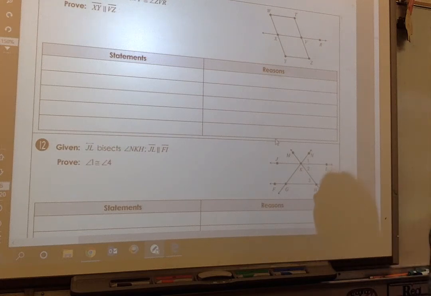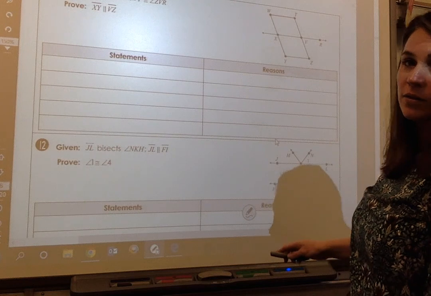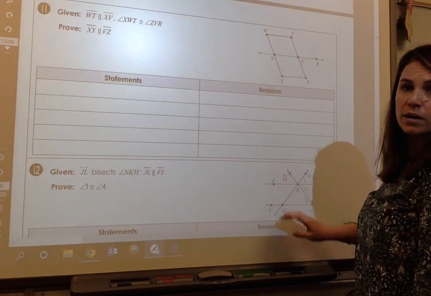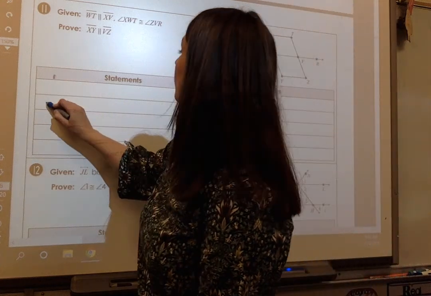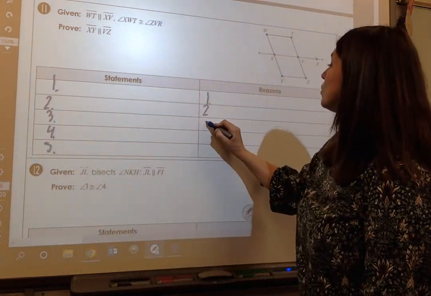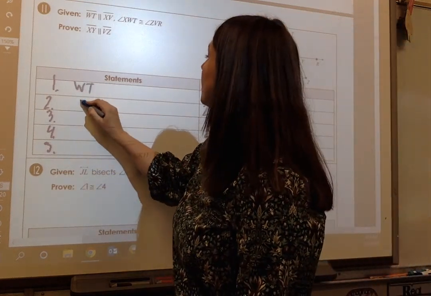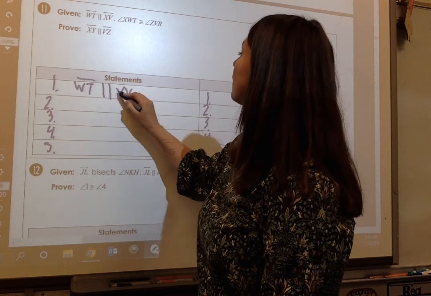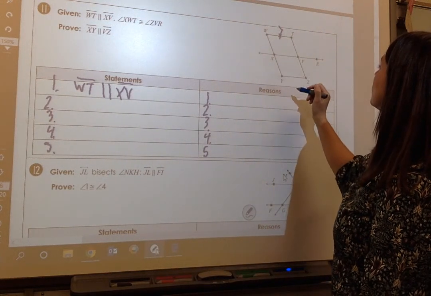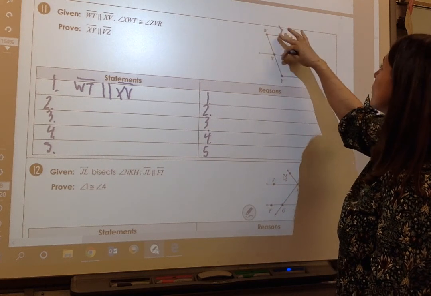All right, so let's take a look at number 11. Hopefully you can see all these. All right. Let's label 1, 2, 3, 4, 5. All right, so WT is parallel to XV. Okay, right there. So those lines are parallel.